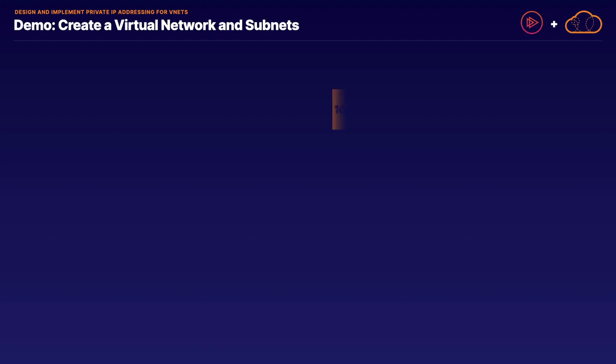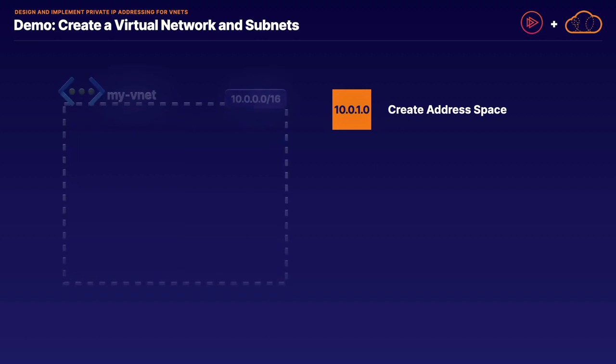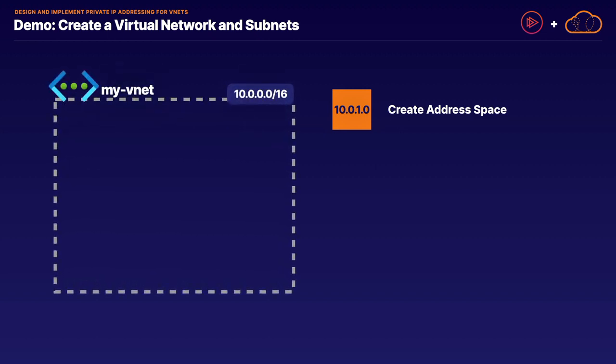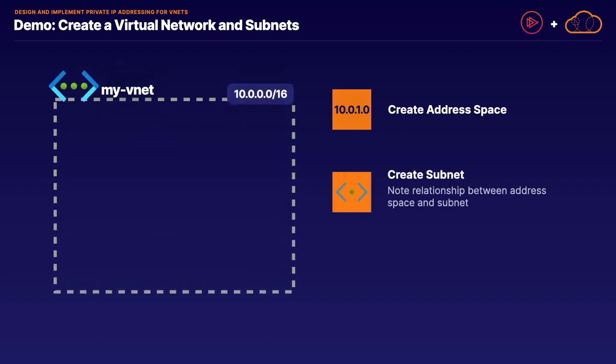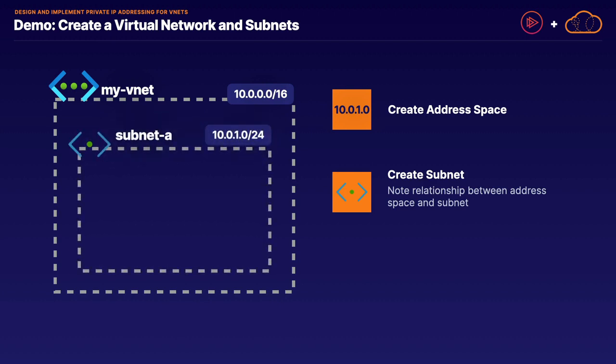Starting off in this demo, we're going to create an address space for our initial virtual network, and then inside of that, we are going to create a single simple subnet. Now, this does sound relatively simple. However, we are going to focus on the relationship between the address space and the subnet, especially concerning what type of subnets we can create based on our address space.